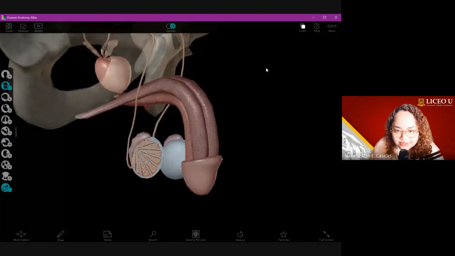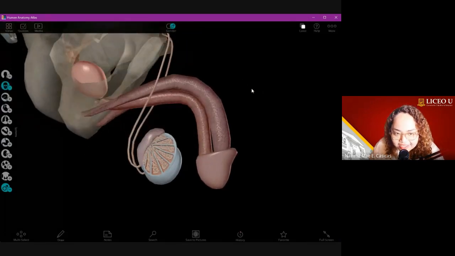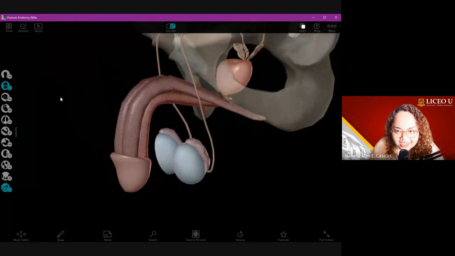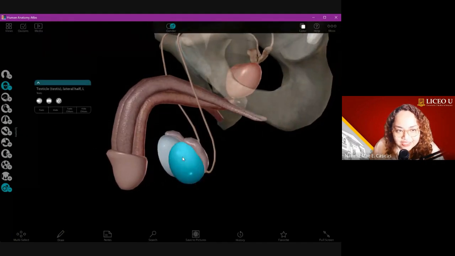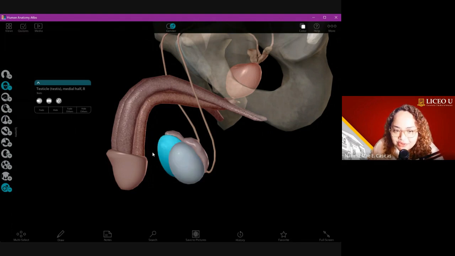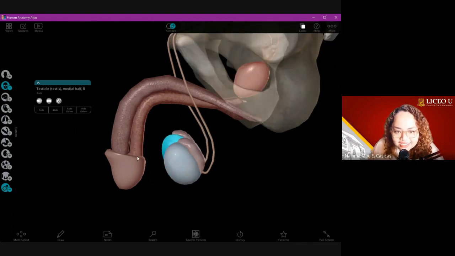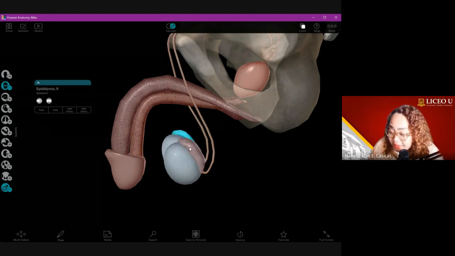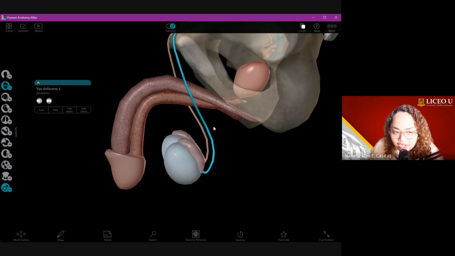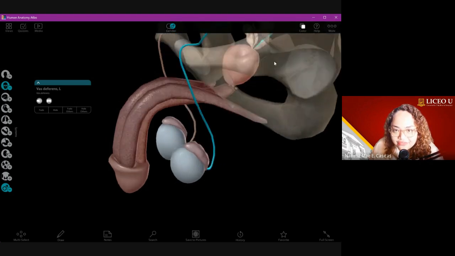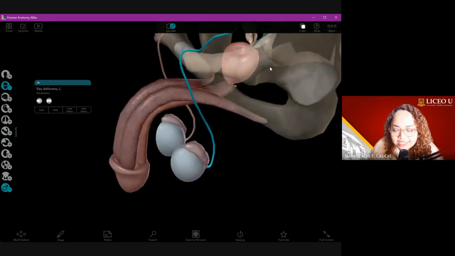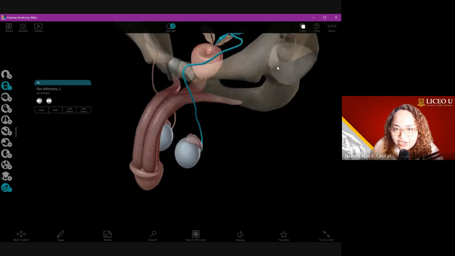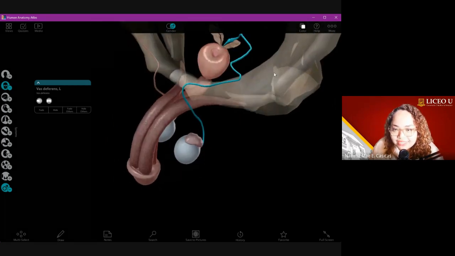The testicles. How nice. So these are your testes, or aka your gonads. This is your epididymis. Your epididymis is also the site of your sperm production. Then the vas deferens, as I've said earlier. The vas deferens is the one that is being cut during vasectomy.